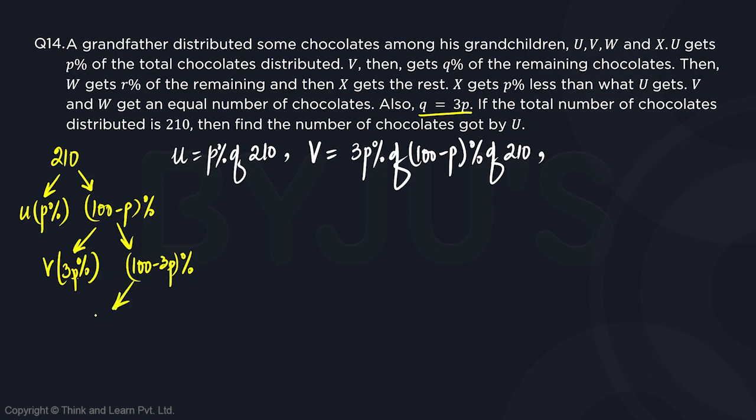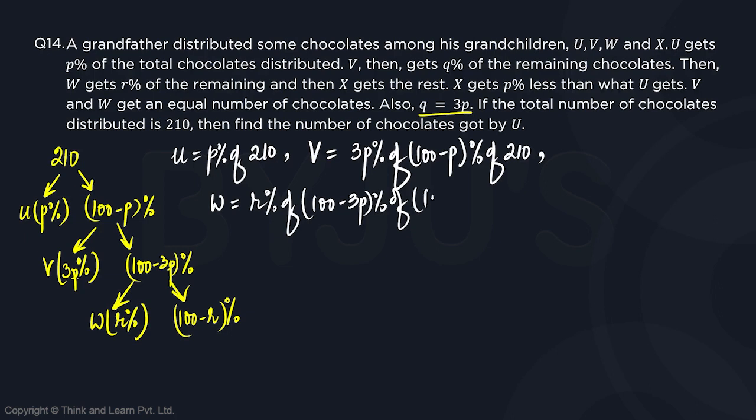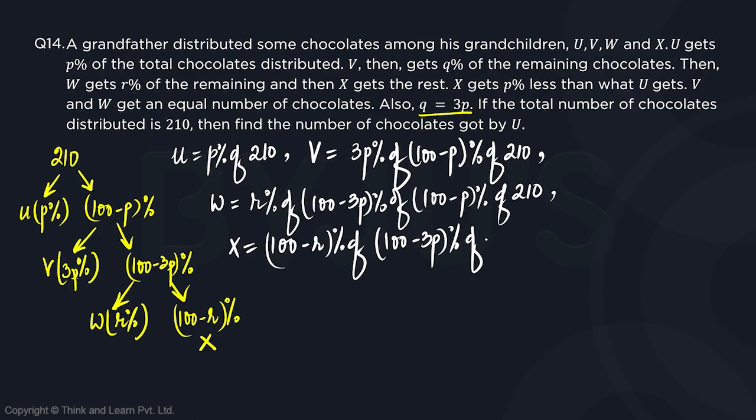So we will have W getting R percentage, and the remaining will be 100 minus R percentage. So from here, can we say now that W gets R percentage of 100 minus 3P percentage of 100 minus P percentage of 210? Okay. And then it says that X gets the rest. So this is what X gets: 100 minus R percentage of 100 minus 3P percentage of 100 minus P percentage of 210.